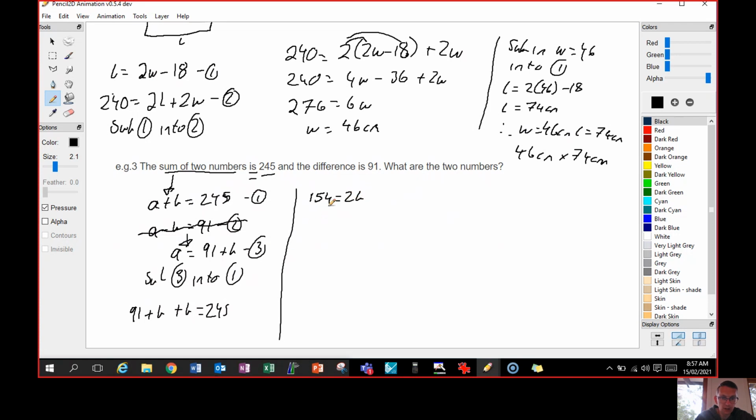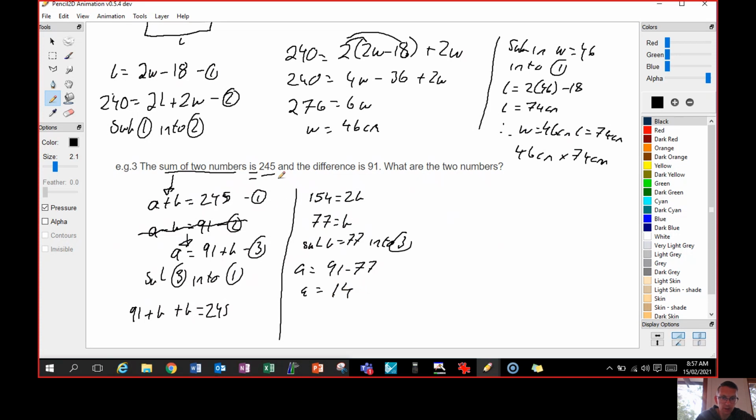So that's going to give me 77 equals B. What are the two numbers? Well, I found out what B is. So now I can sub B equals 77 into 3. So it's going to be easy. So A equals 91 minus 77. A equals 91 minus 77 is going to be 14.